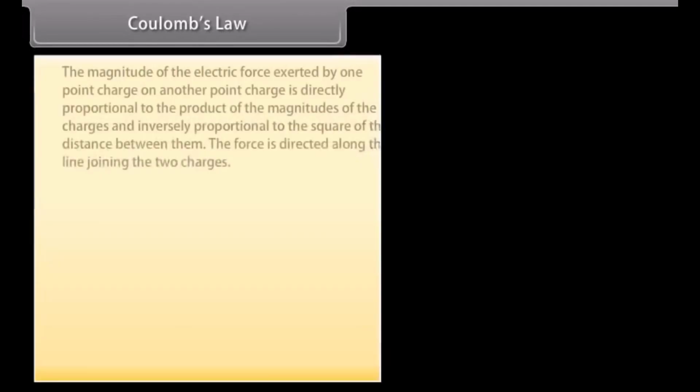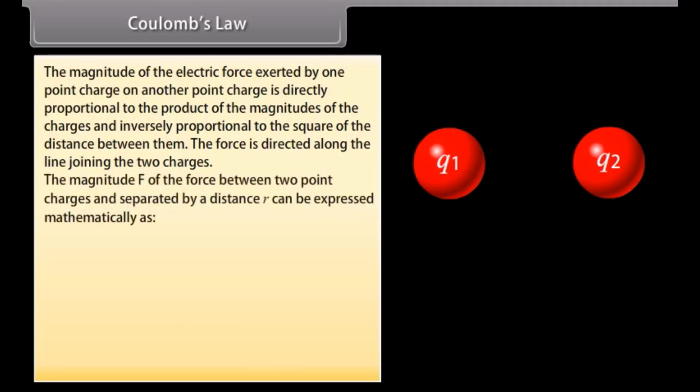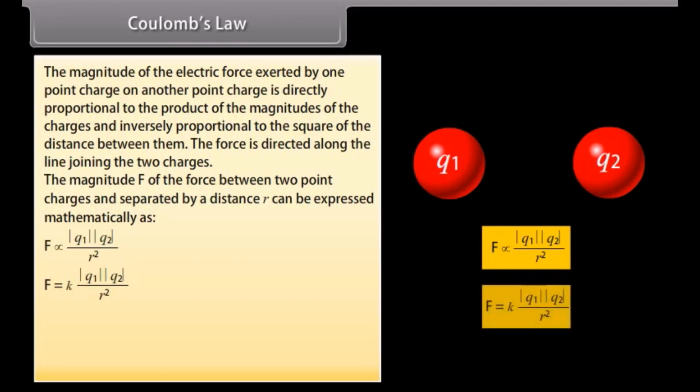Coulomb's law. The magnitude of the electric force exerted by one point charge on another point charge is directly proportional to the product of the magnitudes of the charges and inversely proportional to the square of the distance between them. The force is directed along the line joining the two charges. The magnitude F of the force between two point charges separated by a distance r can be expressed mathematically as F = k |Q1| |Q2| / r².